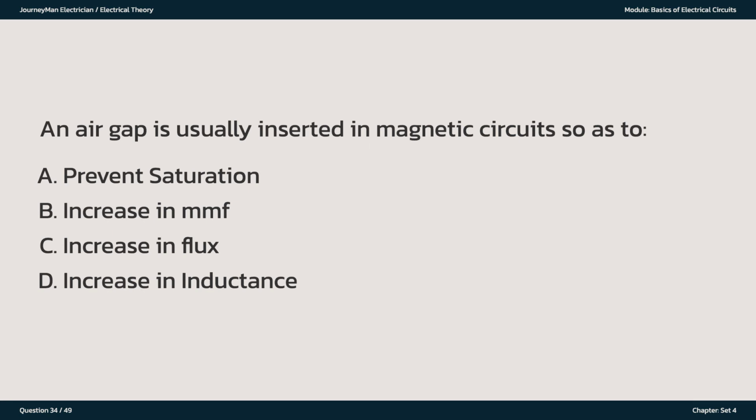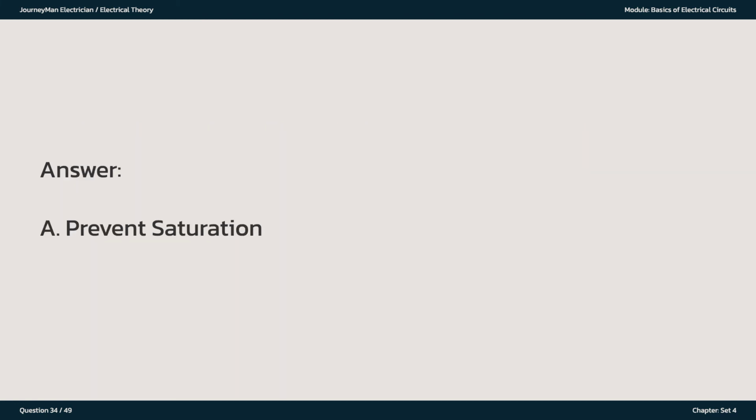An air gap is usually inserted in magnetic circuits so as to: A. Prevent saturation. B. Increase in MMF. C. Increase in flux. D. Increase in inductance. The answer is A. Prevent saturation.